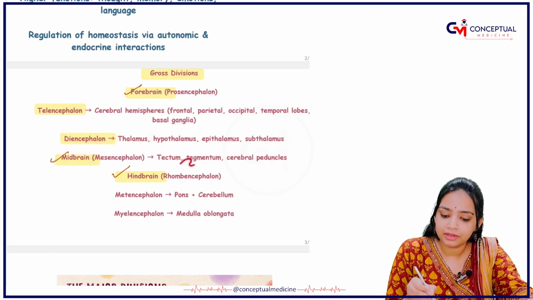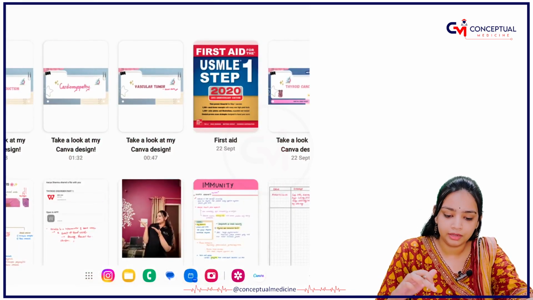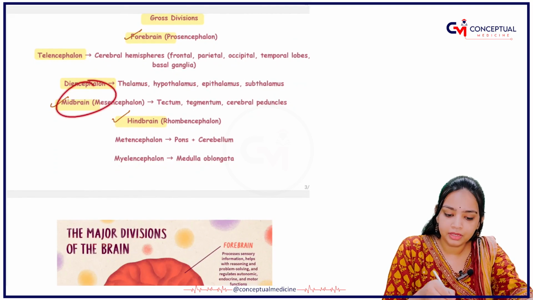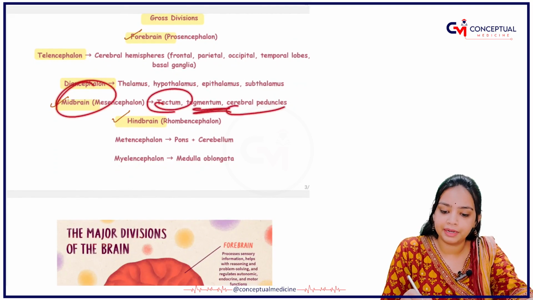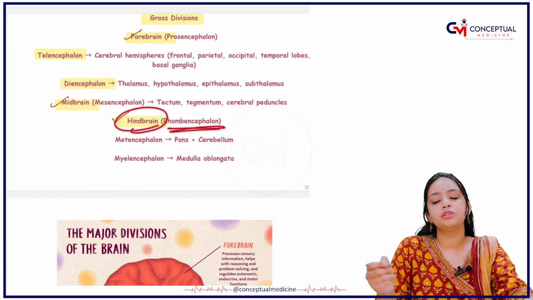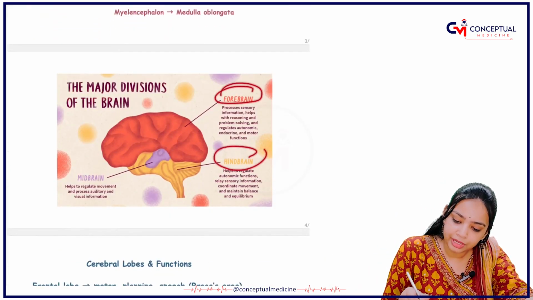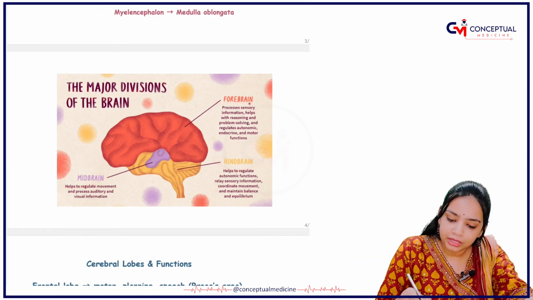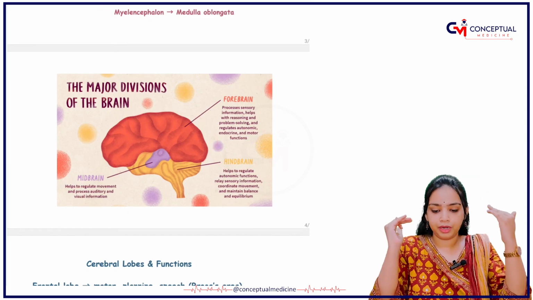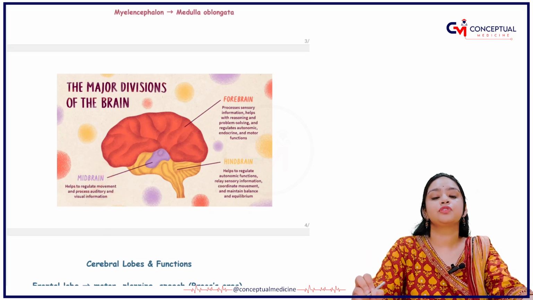In the midbrain, you are having the tectum, tegmentum, and the cerebral peduncles, right? In the hindbrain, what are you having? Hindbrain is also called the rhombencephalon. See this figure. You are having the forebrain, hindbrain, and midbrain. This is mainly your forebrain. Then you have the hindbrain. Then you have the midbrain that basically regulates your movement, right?